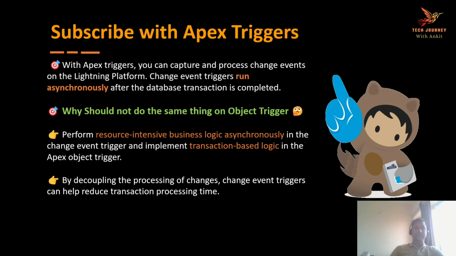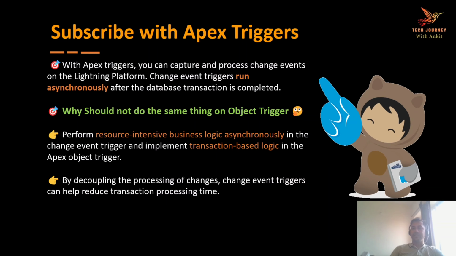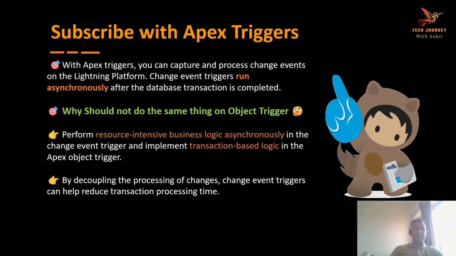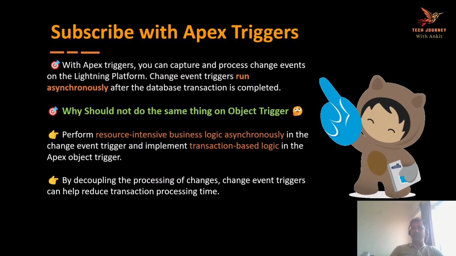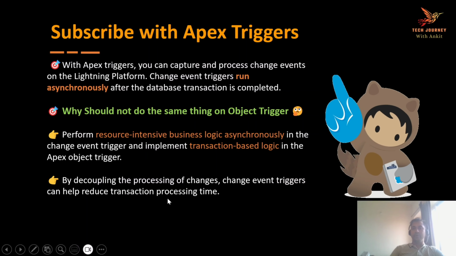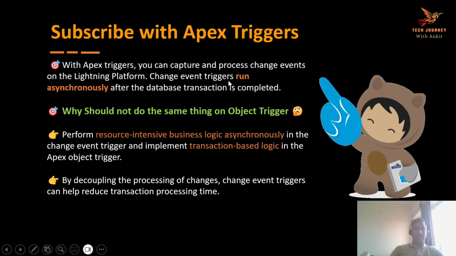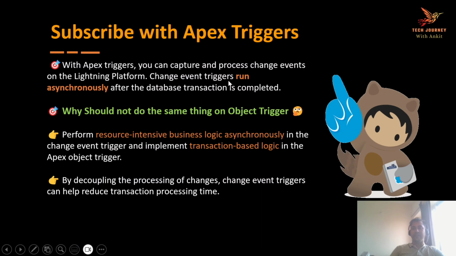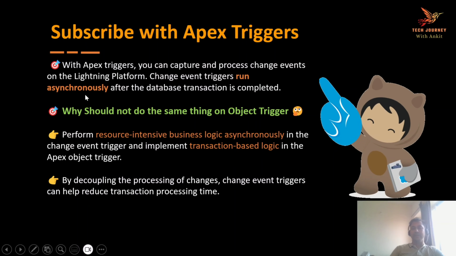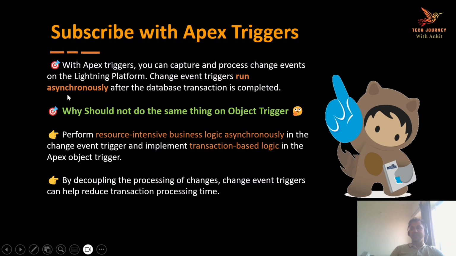Now let's understand how you can subscribe to the change data capture event by using the Apex trigger. Whenever you write the Apex trigger and want to subscribe, always take note that your subscription will always run asynchronously. Once the record has been successfully committed into the database, only then will your change data event trigger start working.